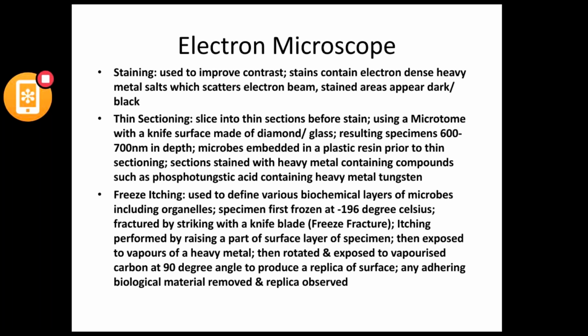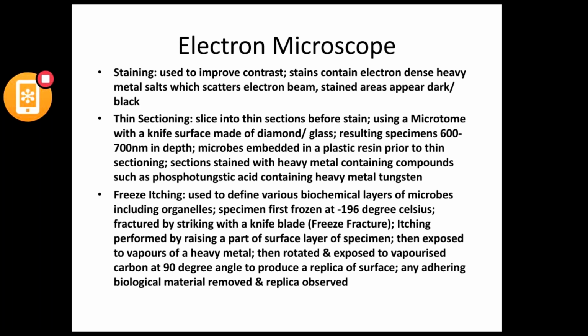So what are we doing? First, the specimen is frozen at -196 degrees Celsius. Then the specimen is fractured by striking with a knife blade. It is fractured. This step is called freeze fracture. Then etching is performed by raising a part of the surface layer of the specimen. How are we doing it? We will see it in steps.